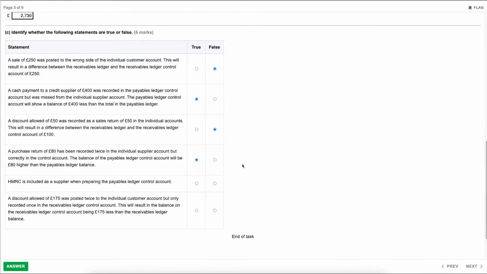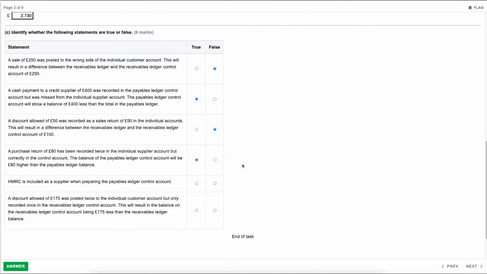Which will mean that the payables ledger control account will be £80 higher than the payables ledger balance. Now the correction needs to be done within the payables ledger, but the difference between the two would be £80. And obviously the ledger control account would indeed be £80 higher than the payables ledger balance. So that one would be true.